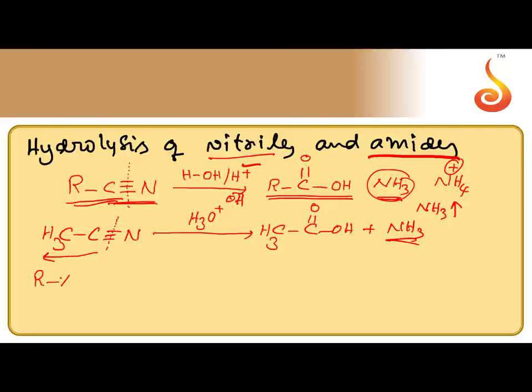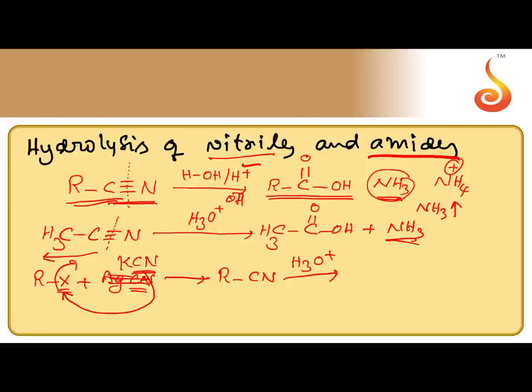From alkyl halide, when it is reacted with cyanide, not silver cyanide, you take potassium cyanide or sodium cyanide. CN minus substitutes X minus. We can get RCN and KX. After the formation of alkyl cyanide, it is subjected to hydrolysis.